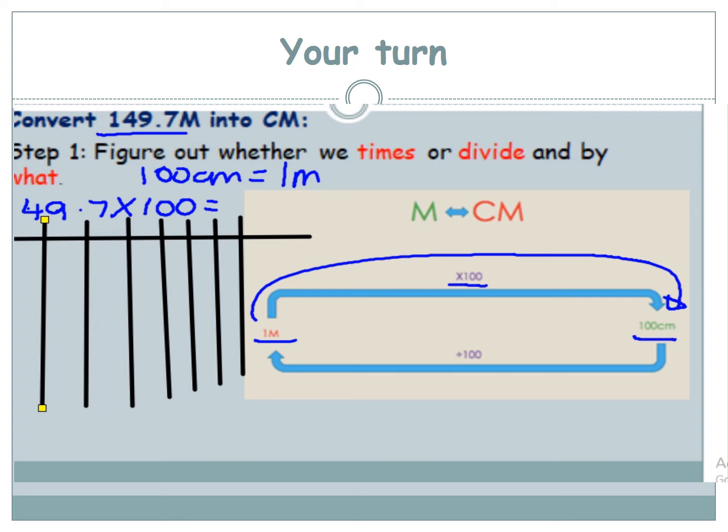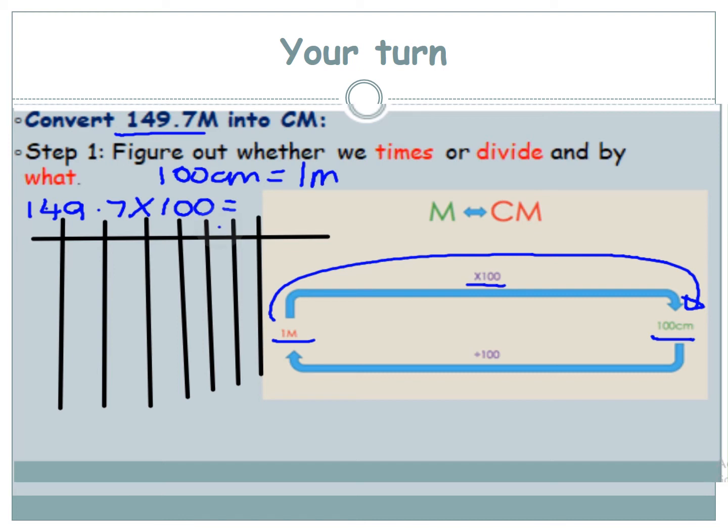So, we're going to put our decimal point here. So, decimal point, that's our tenths, our ones, our tens, our hundreds, thousands, and our tens of thousands, 10,000. Okay, so that's got our number in here. So 149.7.